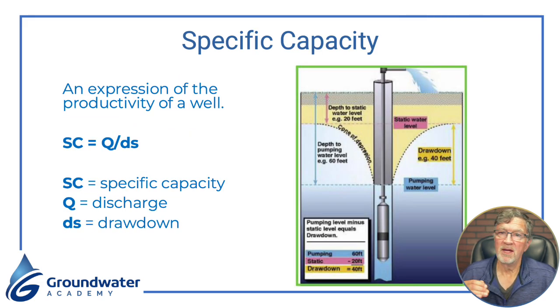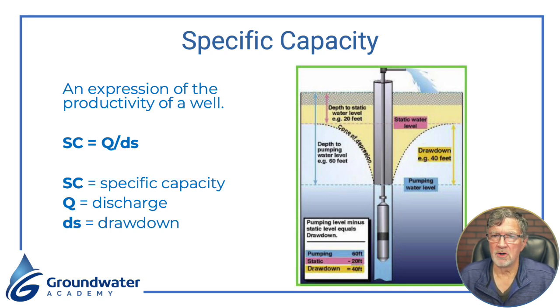Specific capacity, very good measurement. Real easy to do, it is discharge in gallons per minute divided by drawdown in feet. Reduction in specific capacity will indicate plugging in the well. If you don't monitor anything else, you should monitor specific capacity.